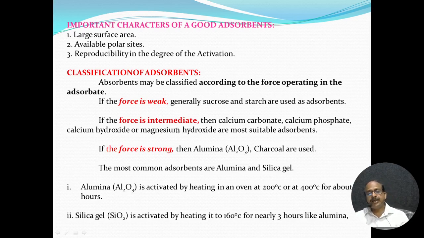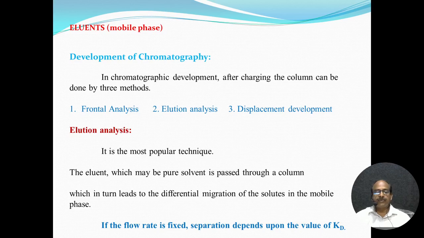Generally, if the force is intermediate, that is between strong and weak, we apply calcium carbonate, calcium phosphate, calcium hydroxide, or magnesium hydroxide, whatever it may be, most suitable for the adsorbents. Suppose the force is very strong, then alumina, Al2O3, and charcoal are used. Al2O3, the most common adsorbents, alumina and silica gel. You have to take silica gel, Al2O3 and silica gel. These are the classification of the adsorbent, that is the stationary phase.